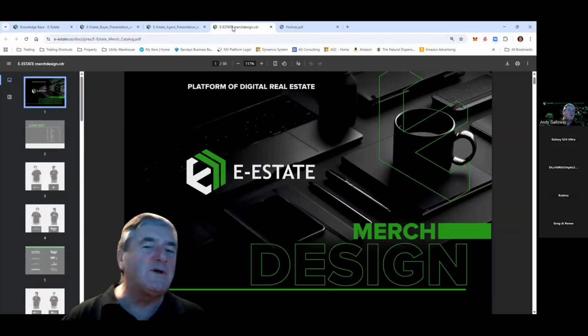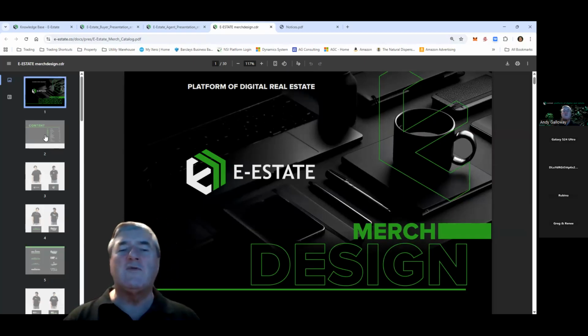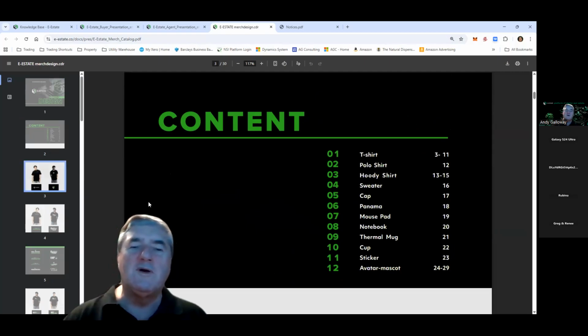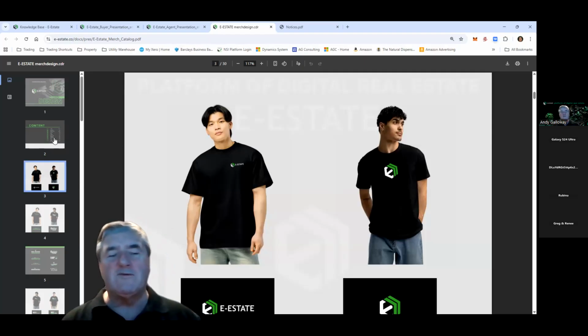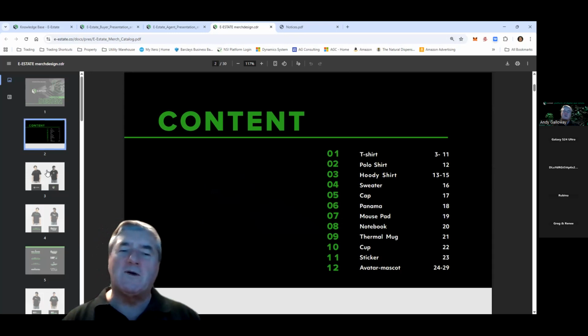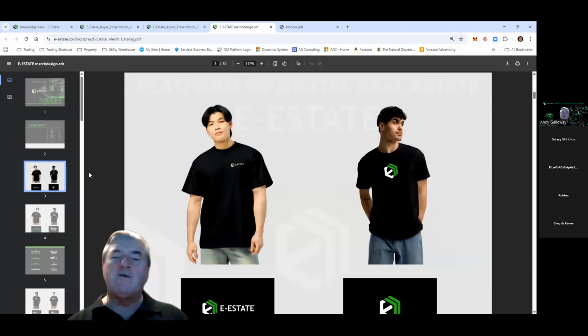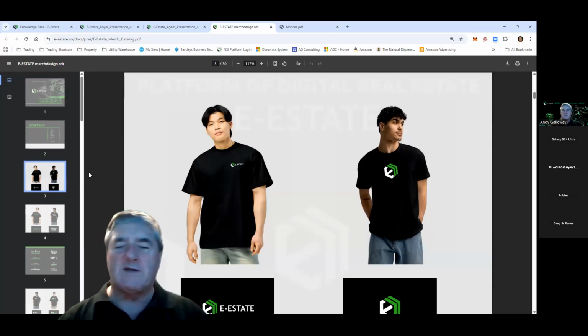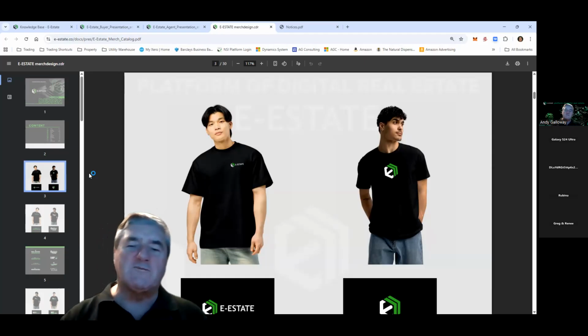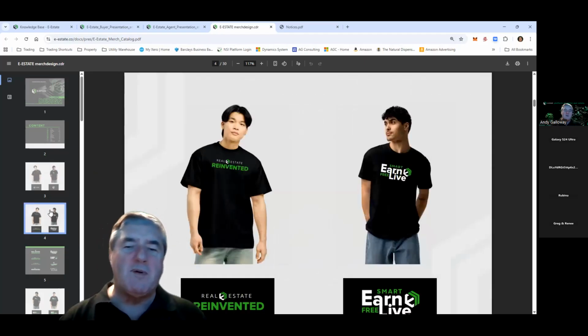I just want to touch on this very quickly. We have in the back office now a catalogue for merchandise so that you can advertise your e-estate business. I'm not going to go through this in great detail, but something that I see a lot of people do is they buy some merch from e-estate and they have a coffee cup sat on their desk at work. And of course, it sparks a conversation. They wear a T-shirt, or a polo.